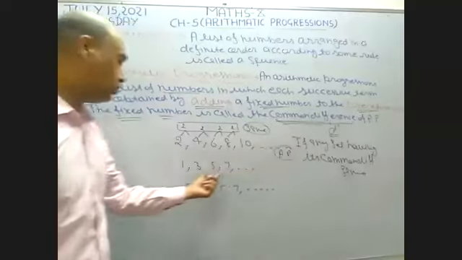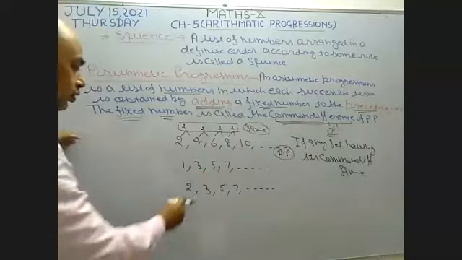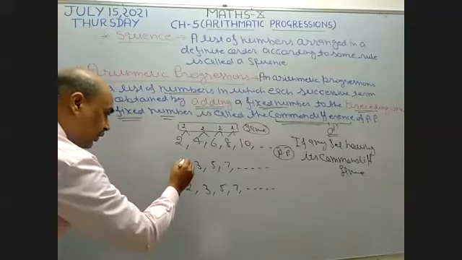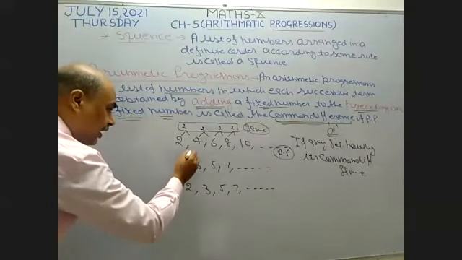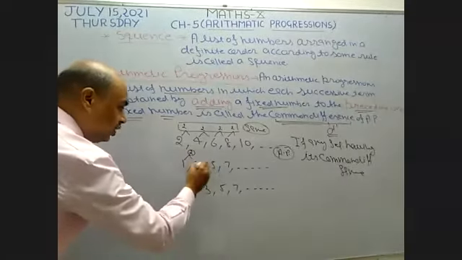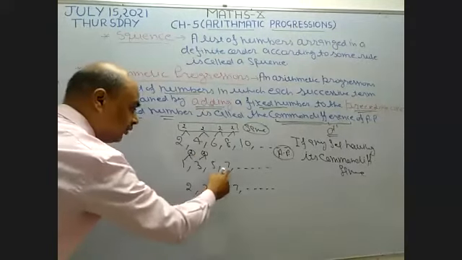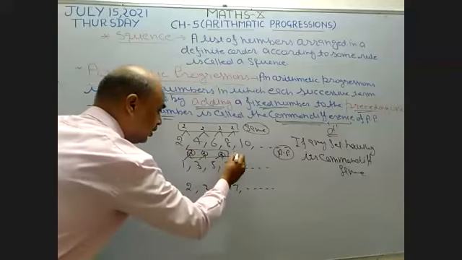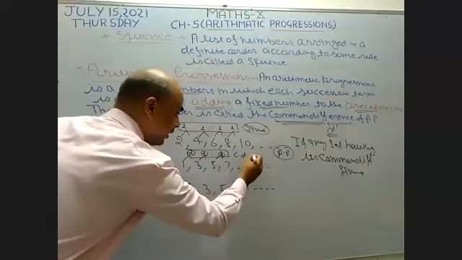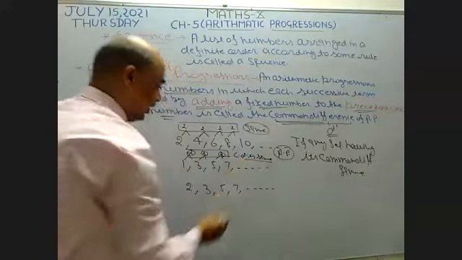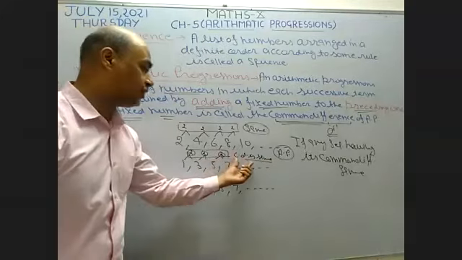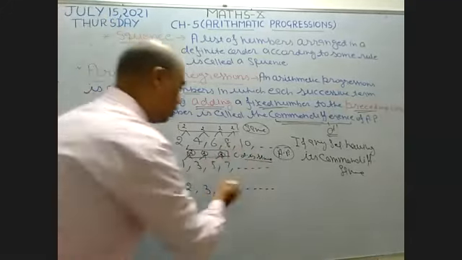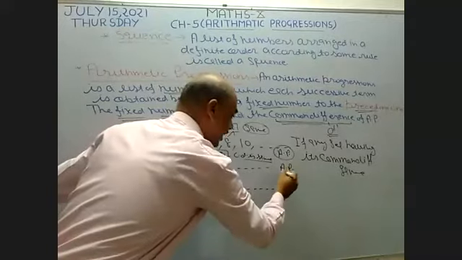Now I want to check the difference of this sequence. What is the difference between these two terms? 3 minus 1, again 2. 5 minus 3, again 2. 7 minus 5, again 2. And the common difference is the same. If any sequence has its common difference the same, then it is known as AP. So the second sequence is also an AP.